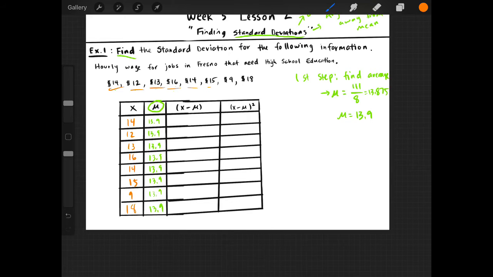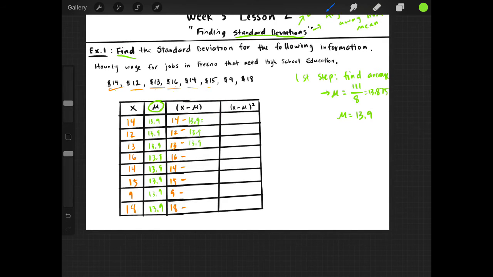Now we're just going to follow exactly what this table is telling us to do. We have x, we have mu, or our mean. In this next column, it says x minus mu. So we're going to go 14 minus 13.9. And we're going to fill in the rest of the table following that same exact pattern: 12, 13, 16, 14, 15, 9, and 18. And we're going to subtract 13.9 from all of those.